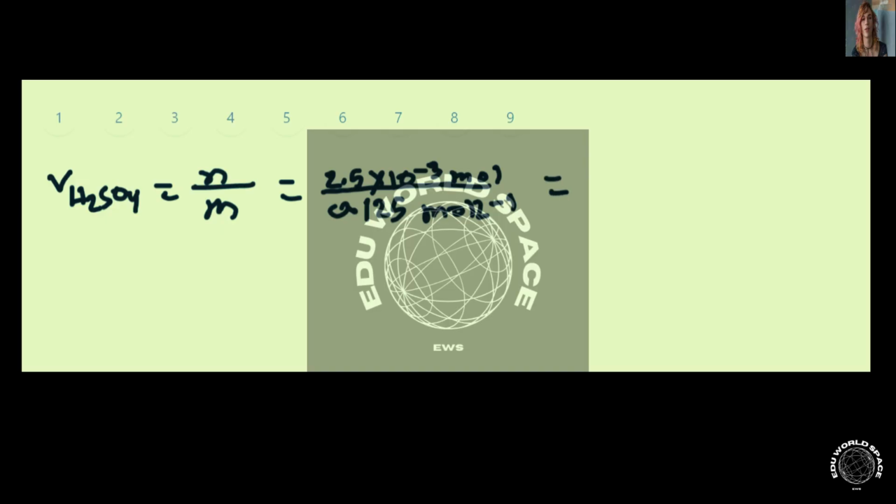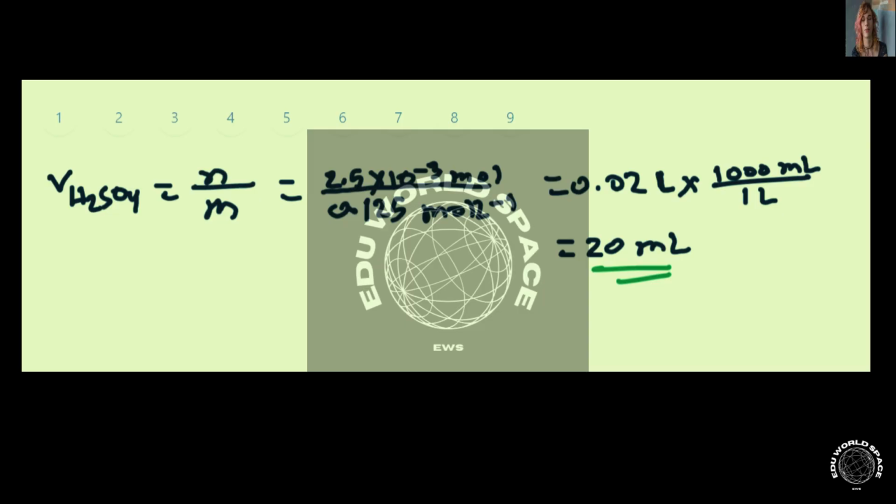So it will give us a value of 0.02 liter. So we have to find out the value in milliliter, which will be again 1000 milliliter as 1 liter, give us a value of 20 milliliter. So this is the volume of sulfuric acid in milliliters which will be needed to neutralize the sodium hydroxide.